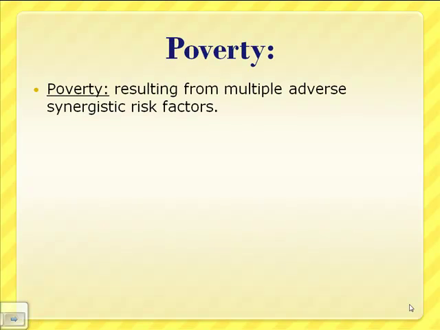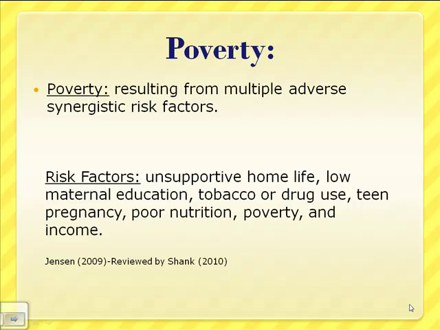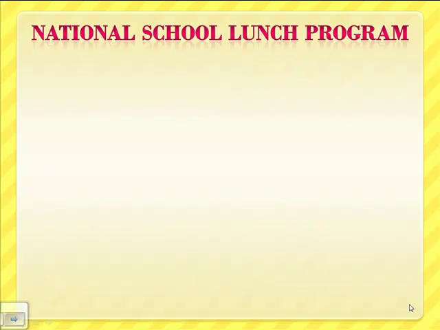To begin my research, I wanted to define poverty and risk factors. Poverty, as described by Jensen, results from multiple adverse synergistic risk factors. And risk factors are described as unsupportive home life, low maternal education, tobacco or drug use, teen pregnancy, poor nutrition, poverty, and income. We will focus on poverty.